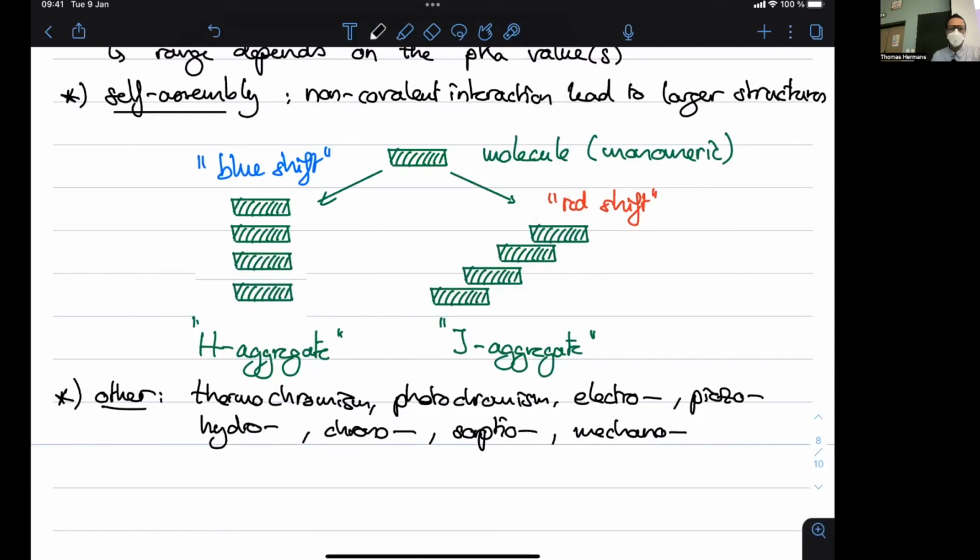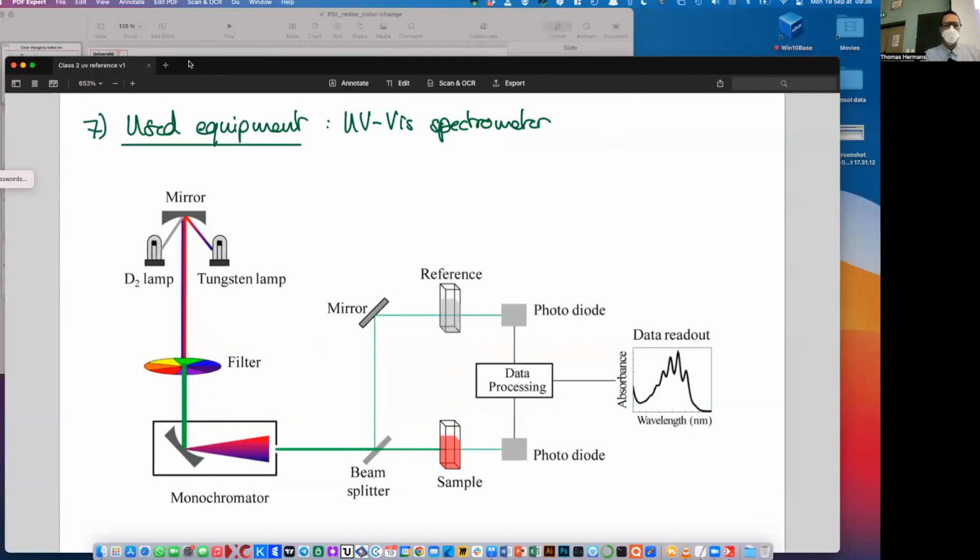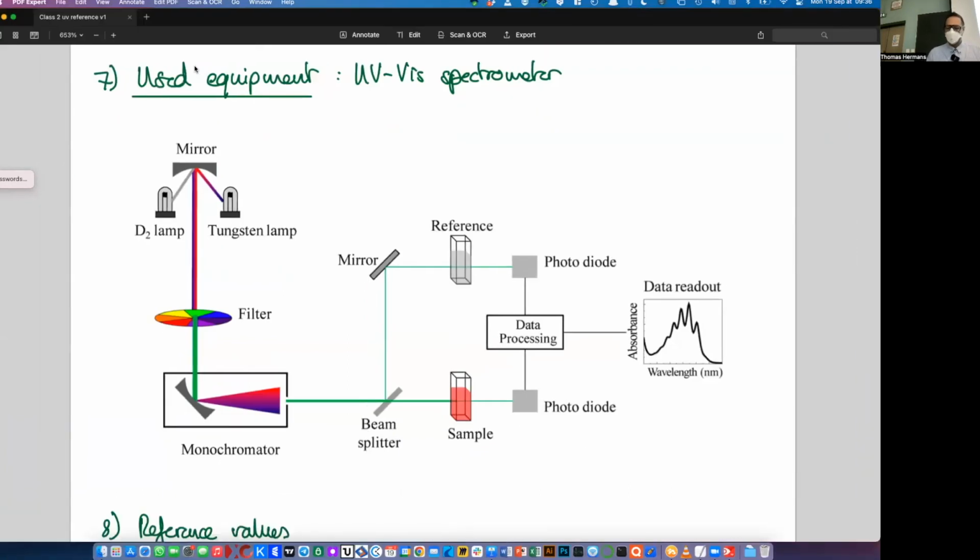Okay, so we're getting to the end. So I'm just going to show one last thing. Let me share. I'm just going to switch. Okay. So that's the inside of a UV-Vis spectrometer. I'll put this on Moodle so you can just copy it.